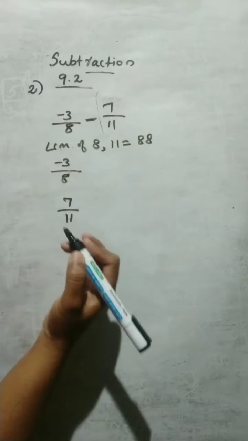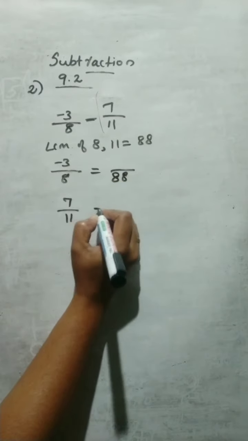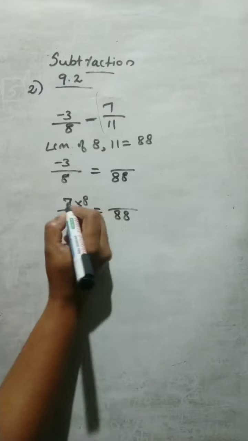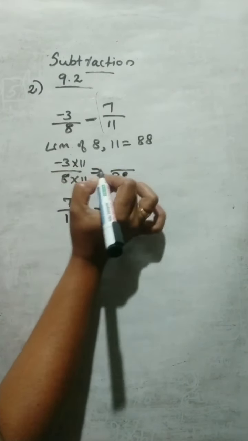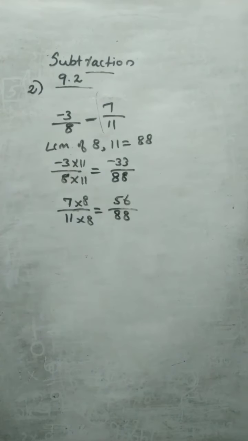Now, positive. Then the denominators are 88. Then times 8. Here also times 8. 7 times 8 is 56. Then times 11, 88. Here also 11. 3 11s are 33. Negative 33 is the answer.